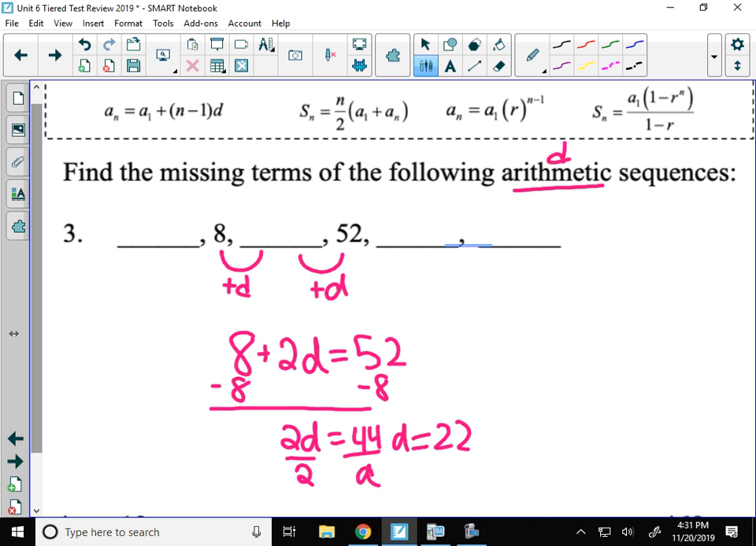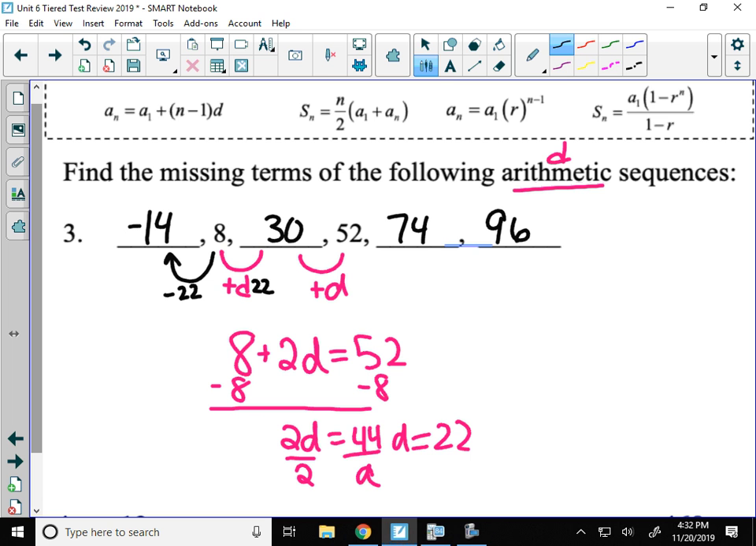So now I can add here. If I do 8 plus 22, I get to 30. Double check, plus 22 does get me to 52. Plus 22 again is 74, and then 96. So I have to add to go to the right. To go back to the left, I need to subtract 22. So 8 minus 22 is negative 14.